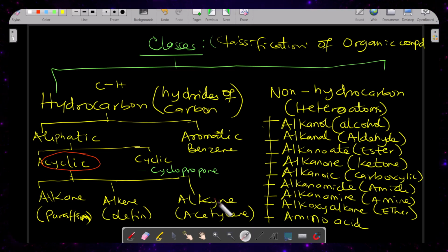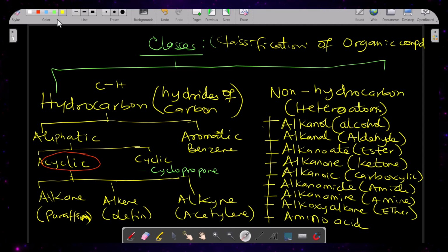Before I move over to explaining each of these one after the other, you need to understand one thing about organic chemistry. We have what we call the homologous series. These are the homologous series, whereby they have members. Alkane has members under it, alkene has members under it, alkyne has members. Each of them has one feature: the number of carbon atoms in them.